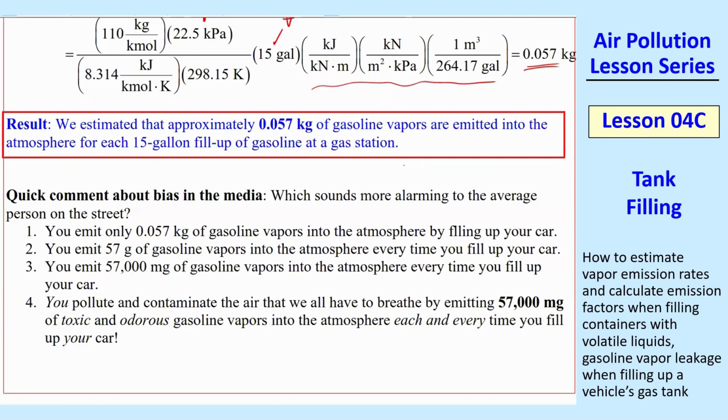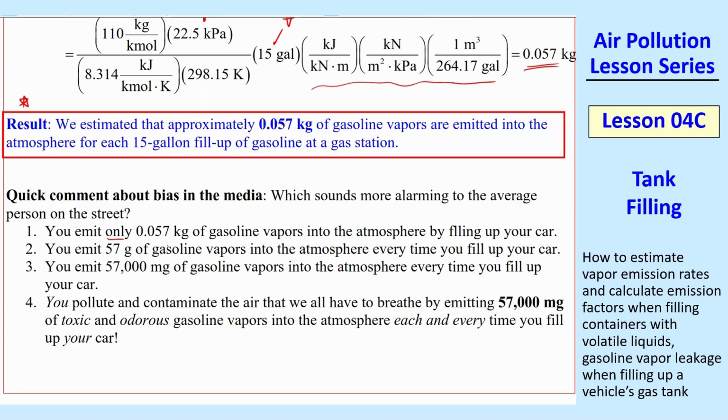So here's 4 different ways to write this statement that I have up here, which is my result. Okay, you emit only 0.057 kilogram of gasoline vapors into the atmosphere. Well, that's someone who wants to make it look small. You can say the same thing. You emit 57 grams of gasoline. The rest of it's the same. So you're a little bit biased toward making it look like a lot. You leave out the word only and you change it to grams instead of kilograms.